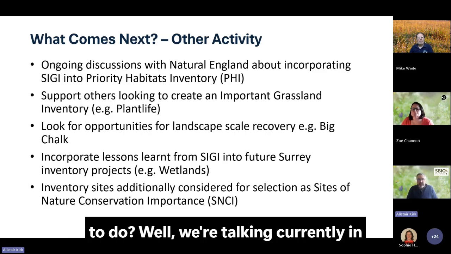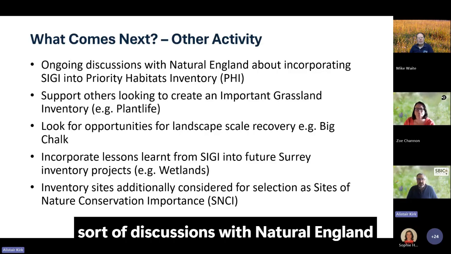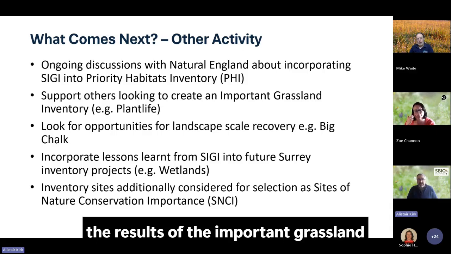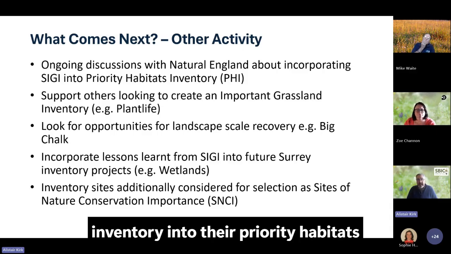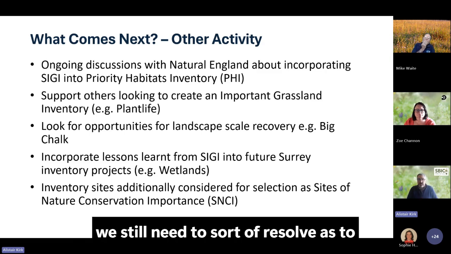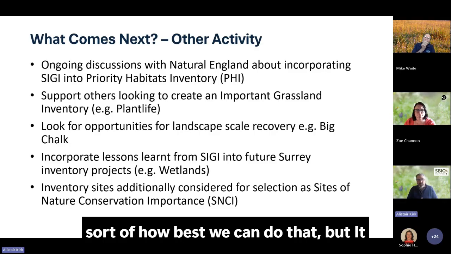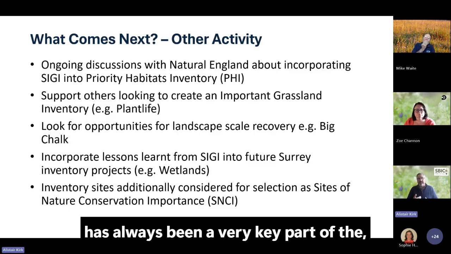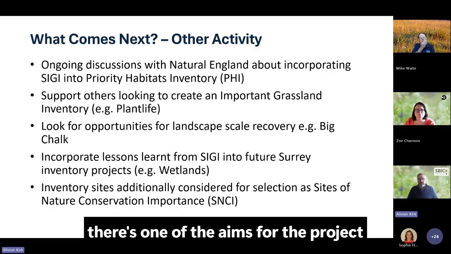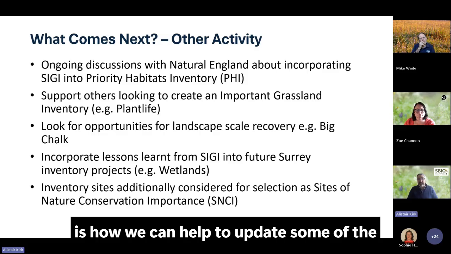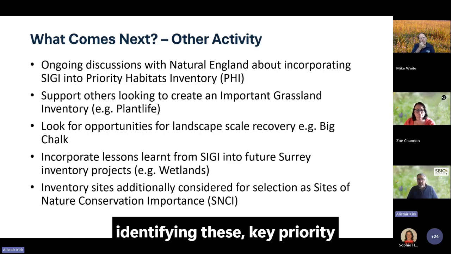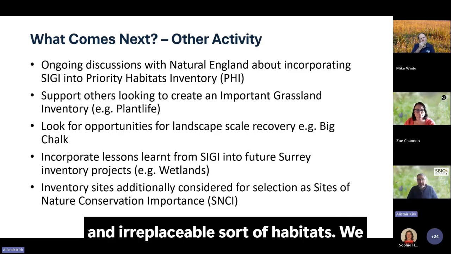So what are some of the other things that we've been doing or that we're planning to do? Well, we're currently in discussions with Natural England about how we might be able to incorporate the results of the Important Grassland Inventory into their priority habitats data set. There are a few questions that we still need to resolve as to how best we can do that, but it has always been one of the aims for the project: how we can help to update some of the national data sets with regards to identifying these key priority and irreplaceable habitats.